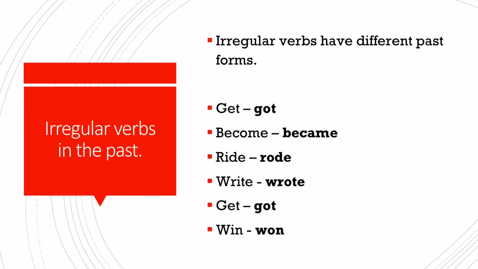Irregular verbs in the past. Irregular verbs have different past forms. It means that they completely change their form when they turn from the present to the past. Let's see some examples. Get, got, become, became, write, wrote, grow, grew, win, won.